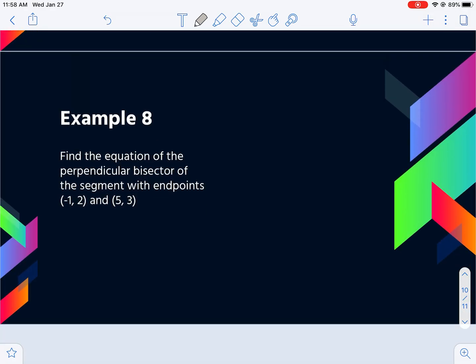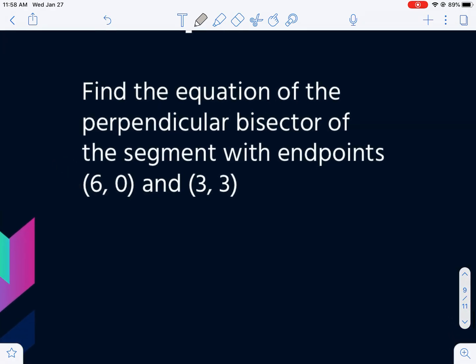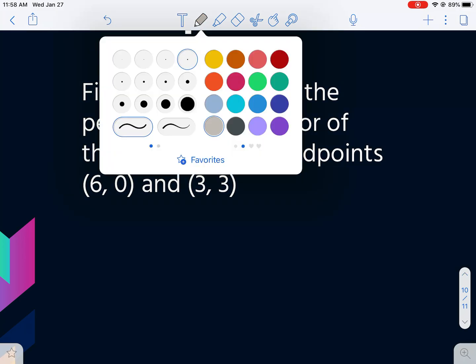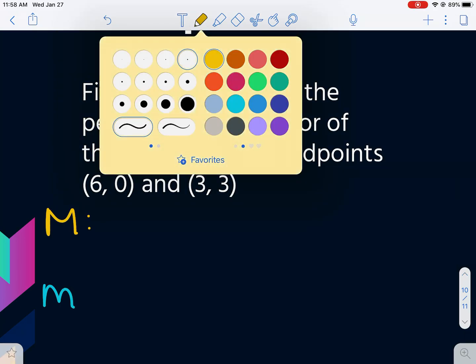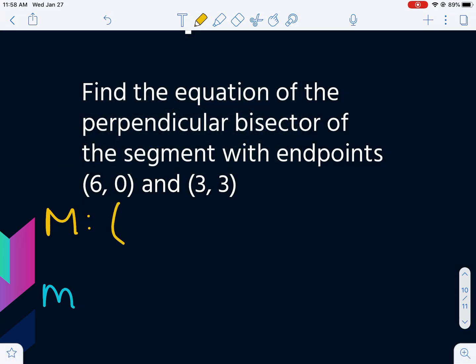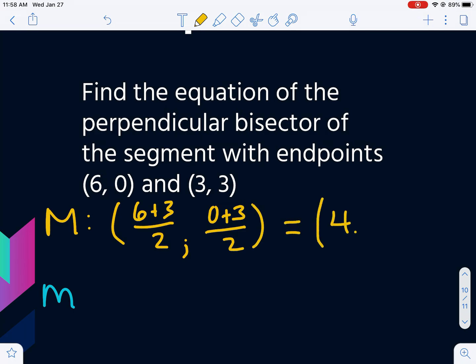We have a few more examples just using that perpendicular bisector idea. Same idea every single time. I'm finding the midpoint and I'm finding the original slope. My midpoint here will be 6 plus 3 divided by 2 and 0 plus 3 divided by 2, which simplifies to be 4.5 and 1.5.